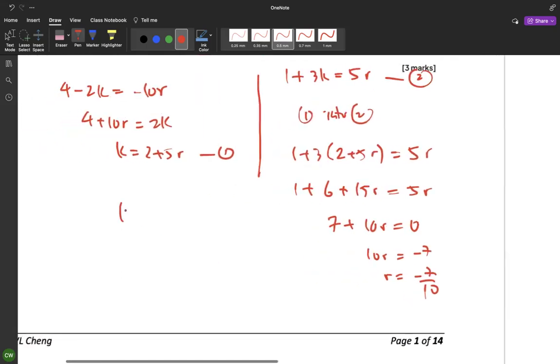Okay, the other one is K value. What is the value? Minus 15 over 10. Minus 3 over 2. 对吧？5 minus 2 minus 5 times 7 over 10. Minus 3 over 2. Okay, any problem or not? Let me check the answer.